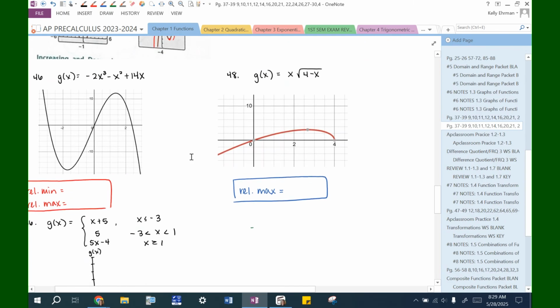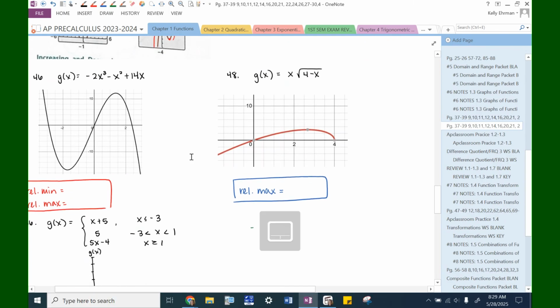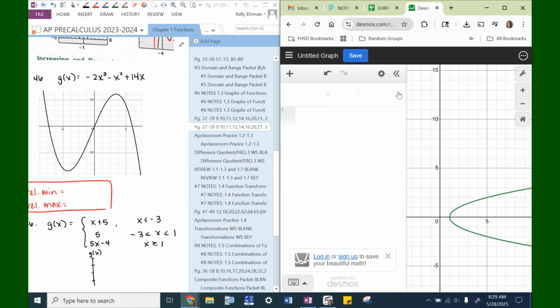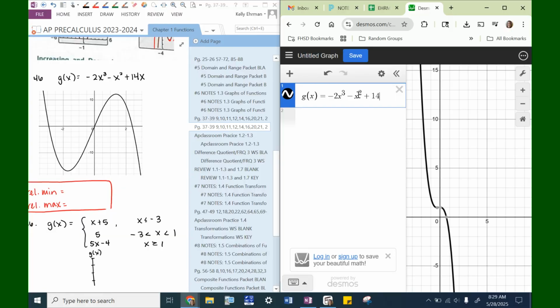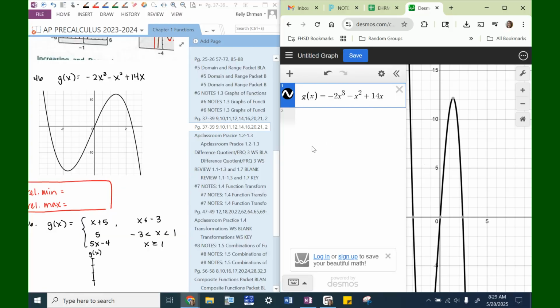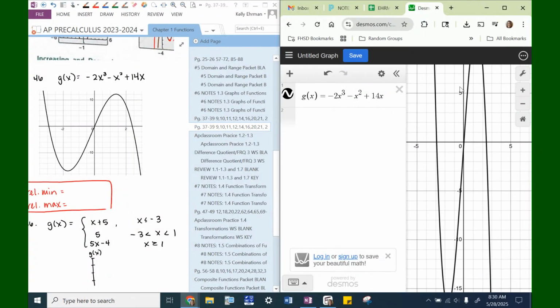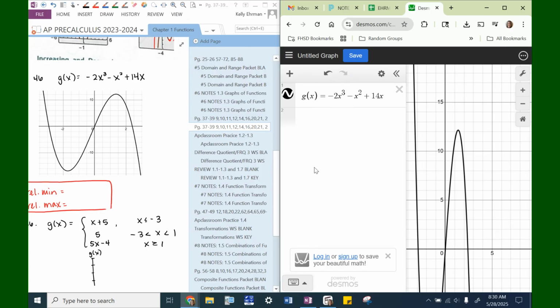Okay, these next two questions say to use a graphing utility to find the relative extrema. So let's go ahead and practice that again. Way easier in Desmos. So let's see. g of x is equal to negative 2x to the third minus x squared plus 14x. Now, how do I know what window to look at? I kind of don't on this one, but I can see the graph right here. If I couldn't see the graph, I would maybe say give me g of negative 10, g of 10, and then zoom fit from there.